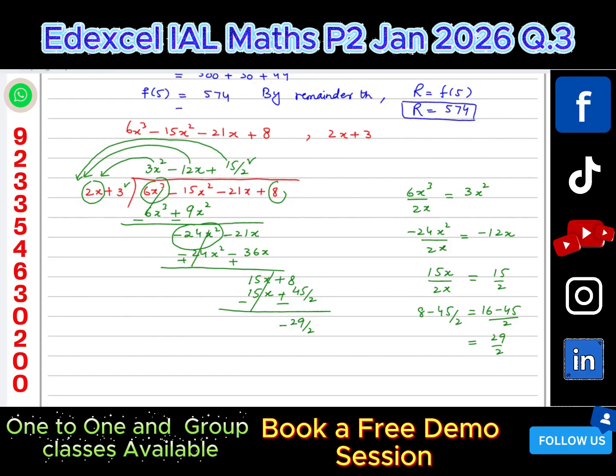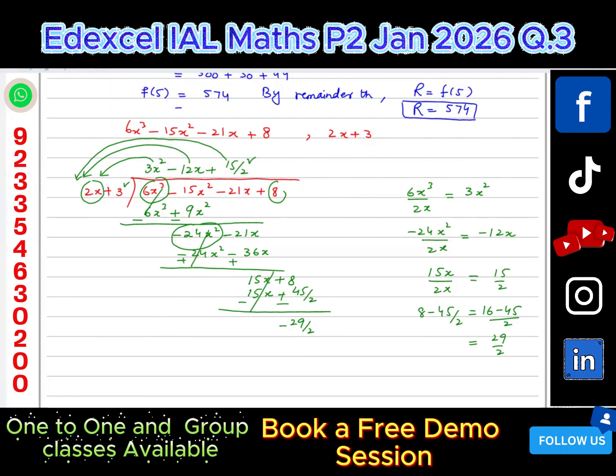Now, what is the quotient and where is the remainder? This is the quotient and this is remainder. So the answer is quotient is equal to 3x square minus 12x plus 15 by 2 and the remainder is minus 29 by 2, which completes the question.